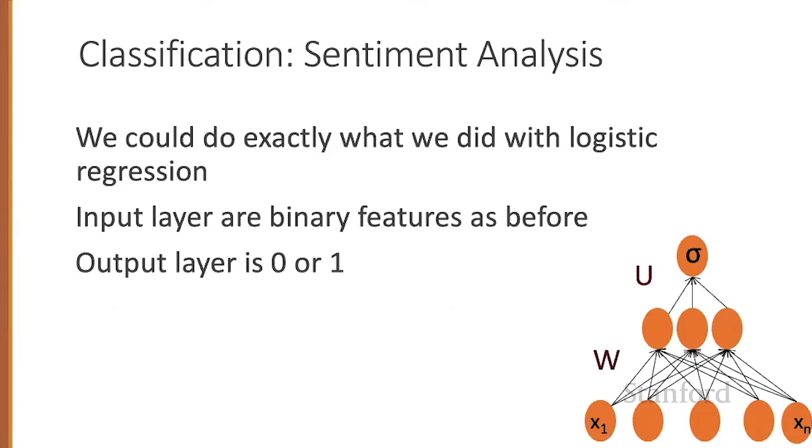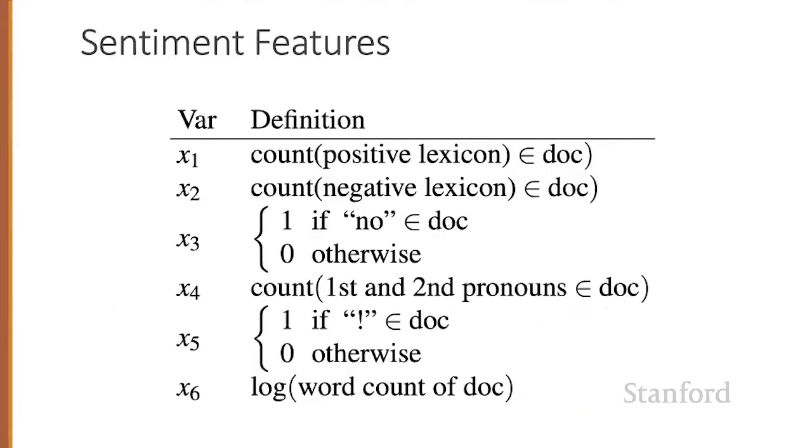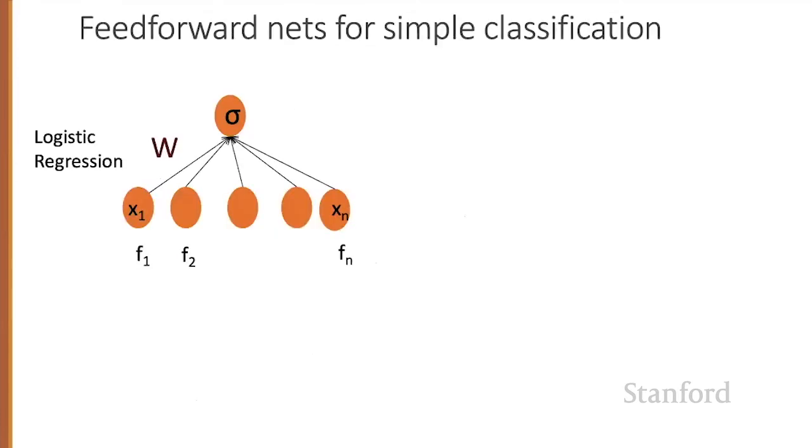Let's think about sentiment analysis. We could build a neural system that does exactly what we did with logistic regression. For the input layer, we could have the same binary features we saw for logistic regression. Our output layer outputs a 0 or 1 with a sigmoid. The only difference is this extra layer. So our features could be the count of positive words in the lexicon, or the count of negative words in the lexicon, or is the word no in the document? Standard features that we talked about for sentiment analysis.